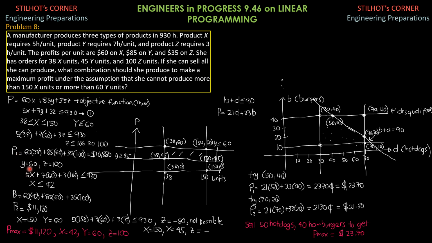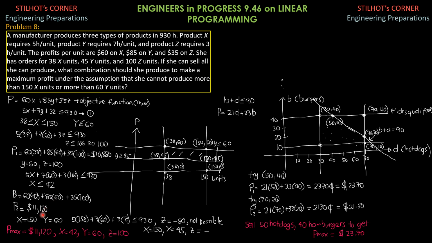So when Y is 60 and we set Z is 100, then if we solve for X, X is less than or equal to 42, so X is 42. So when X is 42, 60 times 42 plus 85 times 60 plus 35 times 100, we obtain 11,120, which is greater than the first.